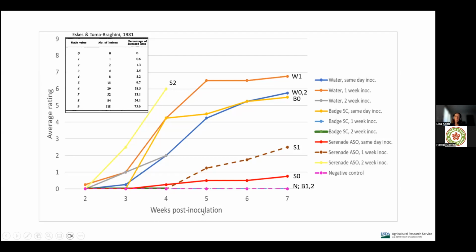This is the week post-inoculation, showing symptom development over time, using a rating scale based on the number of lesions or the overall percentage of the leaf that's diseased. You can see the trends where, as far as with the water, already by week 3 you're starting to see those spots. By week 4, and probably even sooner, within 2 to 3 weeks, spore development. And then the comparison of B for badge, S for serenade.